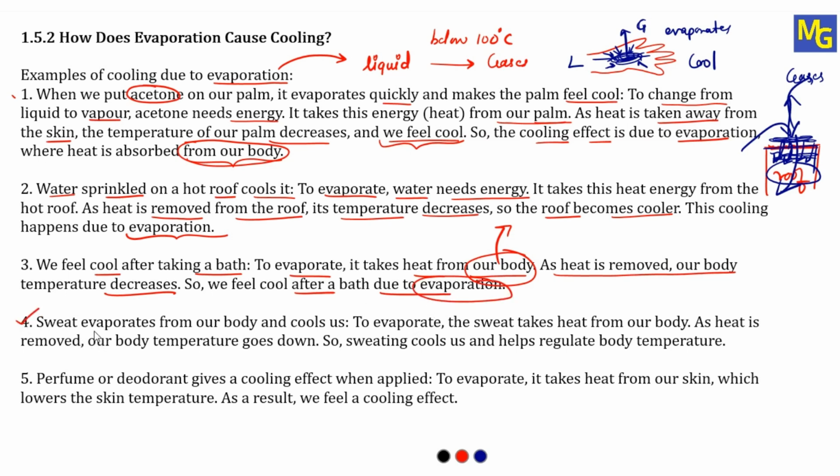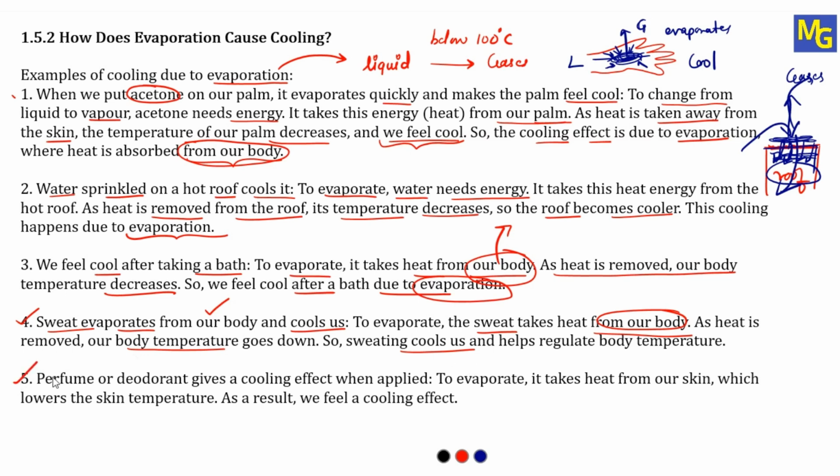Fourth example: sweat evaporates from our body and cools us. This is a very common example, and many times it will be asked. To evaporate, sweat takes heat from our body. As I told you, after having a bath we feel cool, because we put water on the body. And sweat, what is it? It is also water which comes out of the body with salts. This water, to evaporate, takes heat from our body. As the heat is removed, our body temperature decreases and we feel cool. That is also, again, due to evaporation.